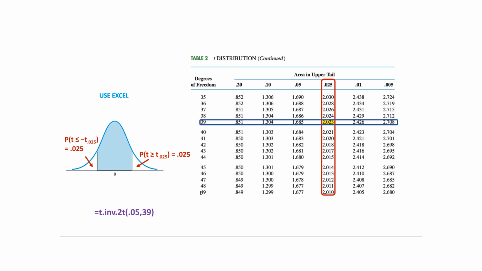Alternatively, we can use the T.INV.2T function, which returns the two-tailed inverse of the t-distribution. So we specify that the sum of the probabilities in both tails, left and right, is 0.05 and the degrees of freedom 39, and that gets us the same 2.023 t-value we were looking for.